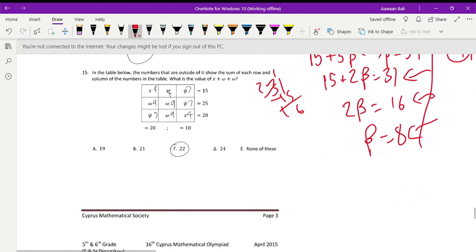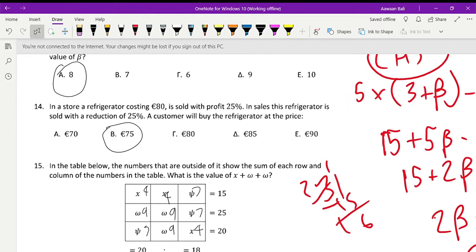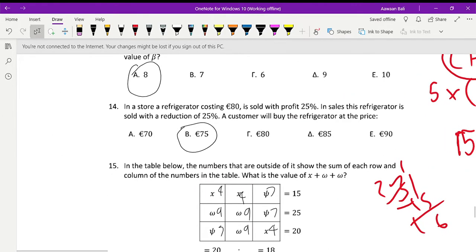Easy, right? Now, question number 14. In a store, a refrigerator costing 80 euro is sold with profit 25%. In sales, this refrigerator is sold with a reduction of 25%. A customer will buy the refrigerator at what price? Okay, at the price of what? So first we can just do the normal percentage method, and then I can show the formula.